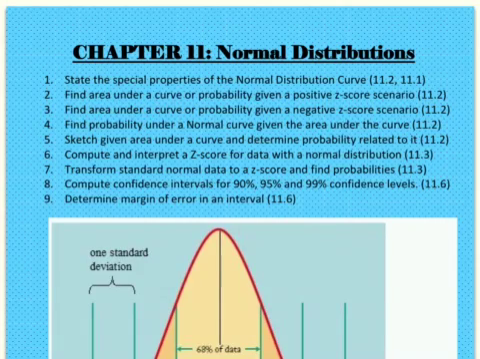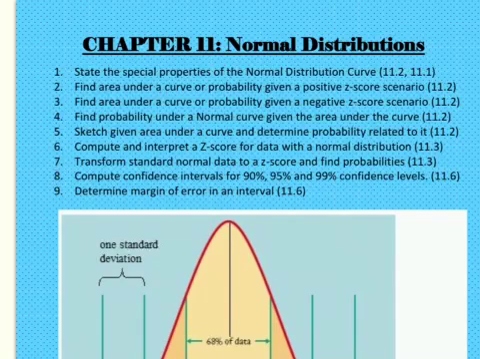In section 11.6, there's two objectives you're going to cover. It's objectives 8 and 9. You're going to learn how to compute confidence intervals for 90, 95, and 99% confidence levels, and then determine the margin of error within an interval. Let's go ahead and take a look at the notes.